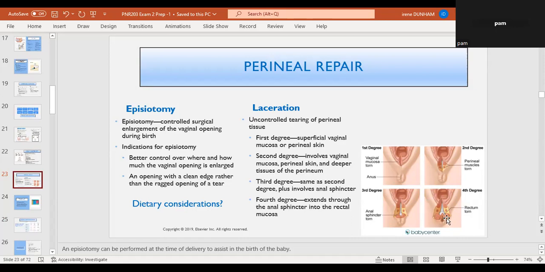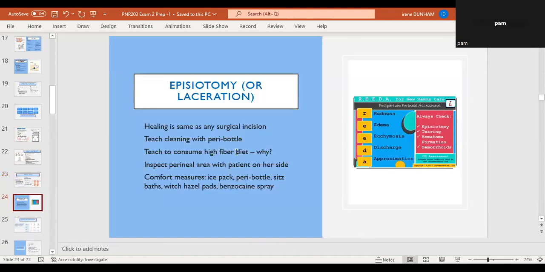This is pretty tough. Okay, so you definitely have to have an increase in the fiber in their diet, okay? And you have to explain to them how to do pericare, of course. All right. So that does hurt, so they'll be wanting some comfort measure, such as maybe some oxycodone.